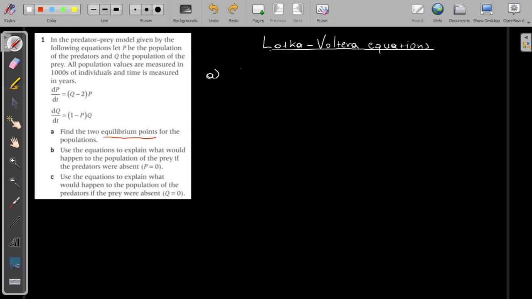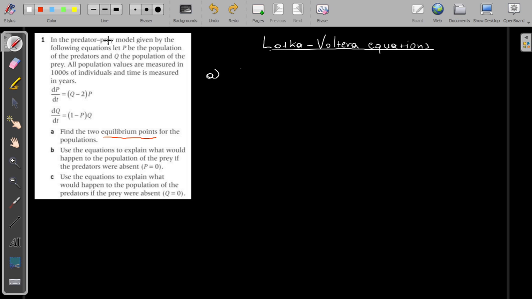Hello, this is Maths with Lemon, and in this topic we will see the Lotka-Volterra equations, which are basically equations that interpret predator-prey models. Let's see this exercise to understand it better.